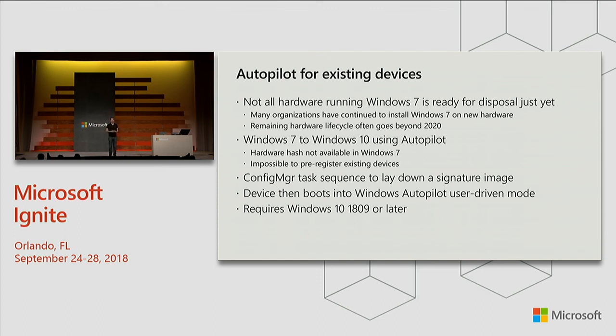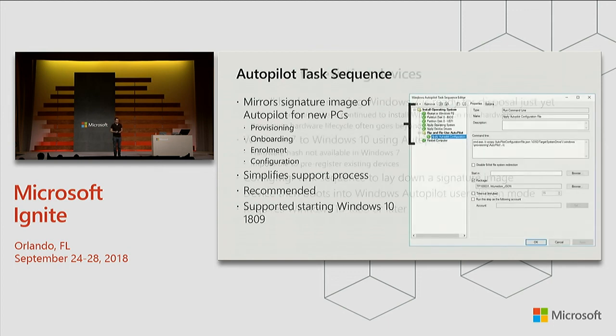For Windows 10 devices, as we previously mentioned, you can extract the hash and register that device into Autopilot and then reset the device, and they automatically get the Autopilot experience. That hardware hash is not available on Windows 7. So Autopilot for existing devices allows us to layer down a new Windows 10 image. The device then boots into Windows Autopilot user-driven mode, the experience that we just talked about, and they get the full Windows Autopilot experience. And it's available starting with Windows 1809 and later.